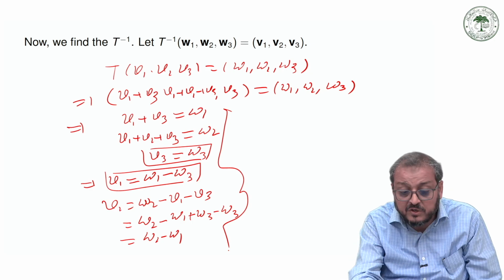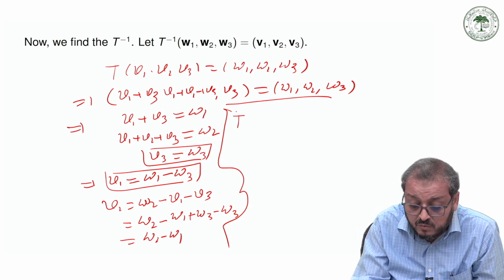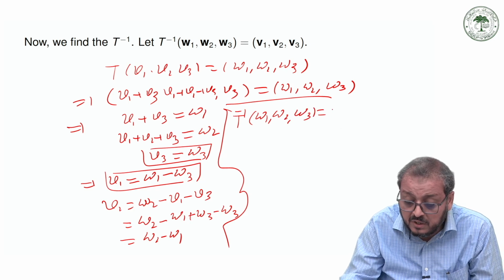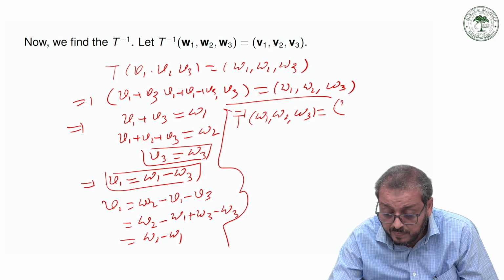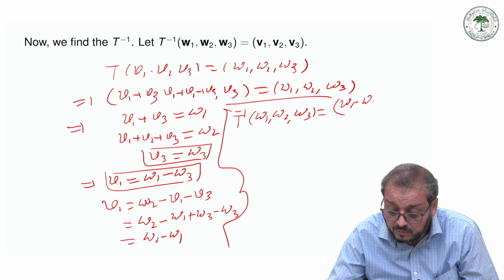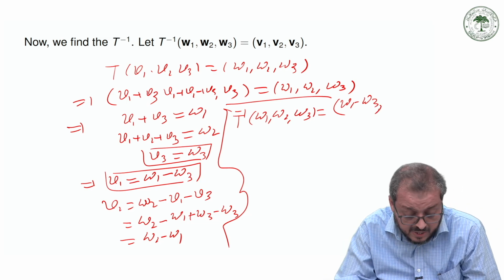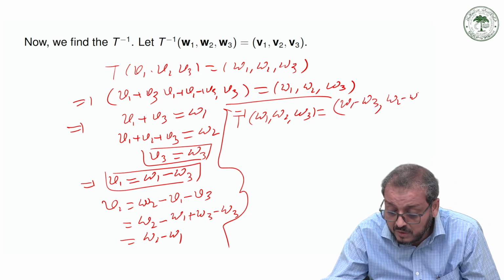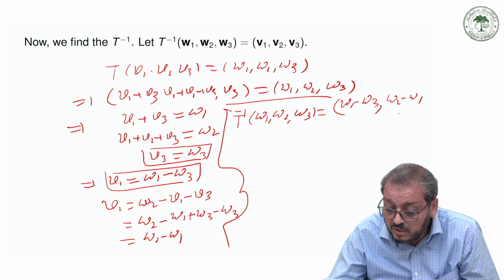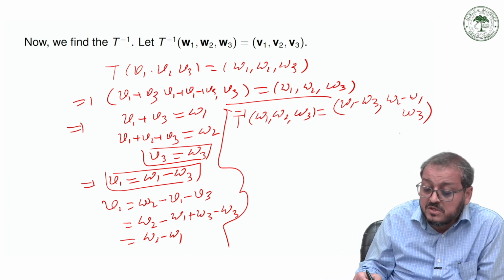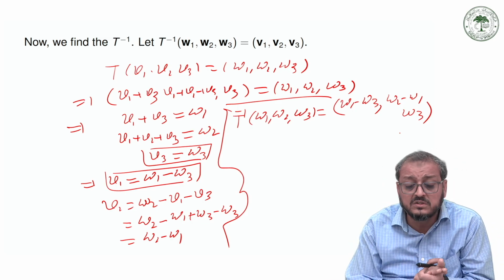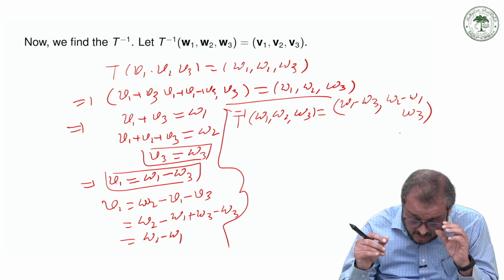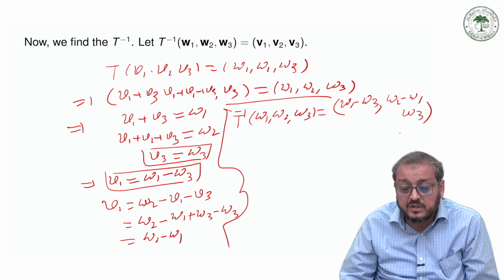So we can substitute the value here. So we can say that T inverse of W1, W2, W3 is equal to V1, V2, V3. So V1 is equal to W1 minus W3, V2 is equal to W2 minus W1, and V3 is equal to W3. So this means we find the inverse T inverse of W1, W2, W3 in the form of V1, V2, V3.